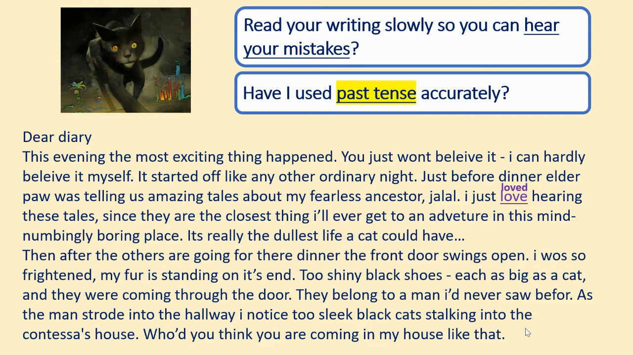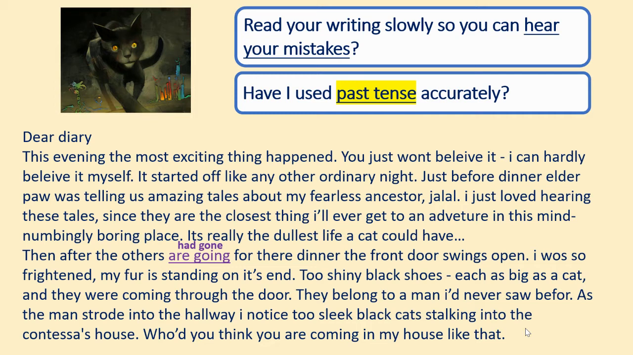Then, after the others are going for their dinner, are going, that's present tense. I want it to be past tense. How can I change are going into past tense? There's a couple of ways we could do this. Tell me. Okay, so you might have said were going, or you could have said had gone. They'd already done it. They had gone, or they were going. Had gone, I think, sounds better there.